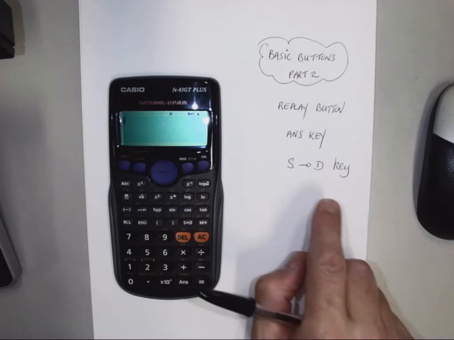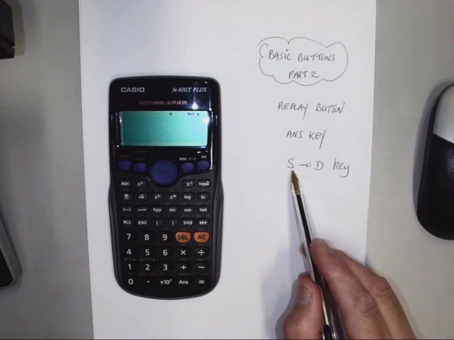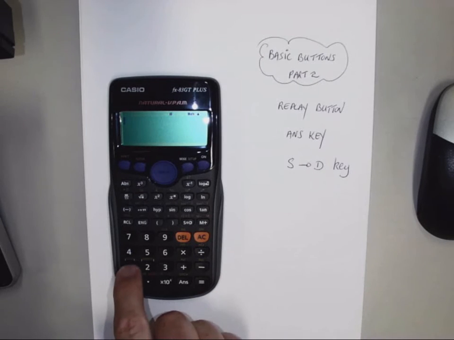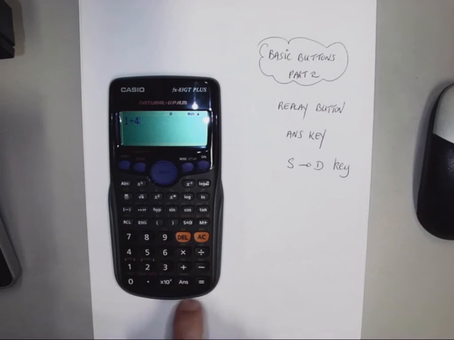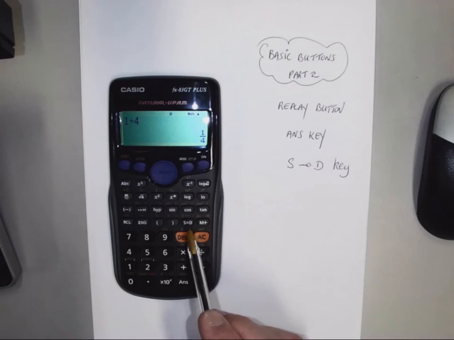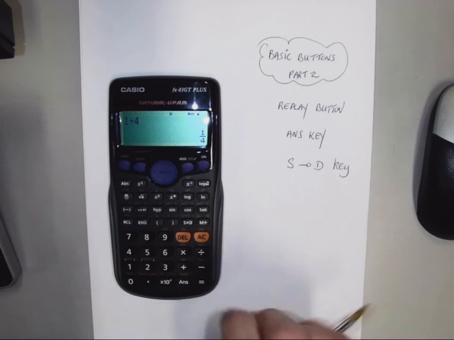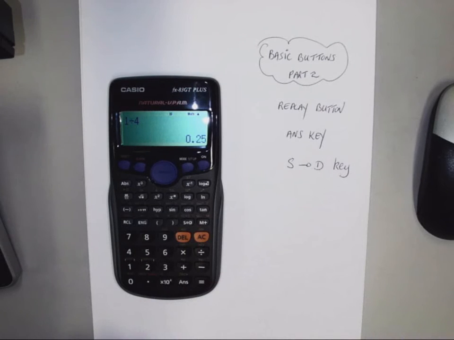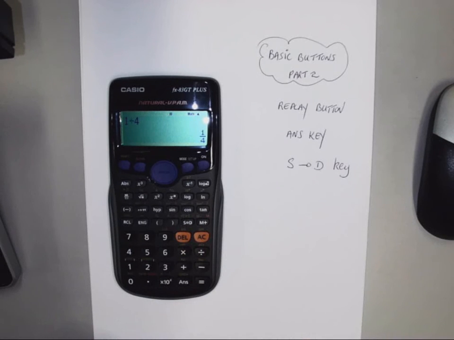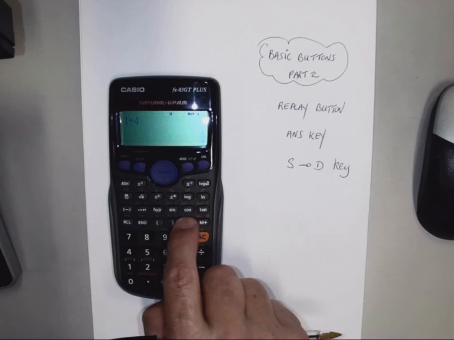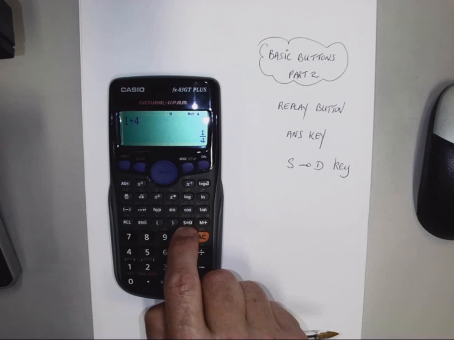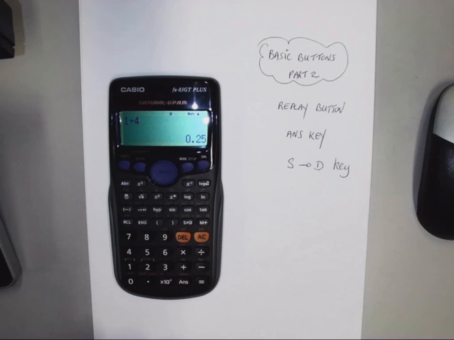The next button up is the S to D key. The S to D key is used. S stands for standard format number, D stands for decimal. So if I type in 1 divided by 4, press equals, that's a quarter. That's in standard number form. But if I press the S to D button here, D stands for decimal, it will decimalize my fraction. Gives me 0.25. If I press it again, it brings me back to the standard number, which was a quarter. So it brings you over and back between standard format, that's the fraction, and the decimal 0.25.